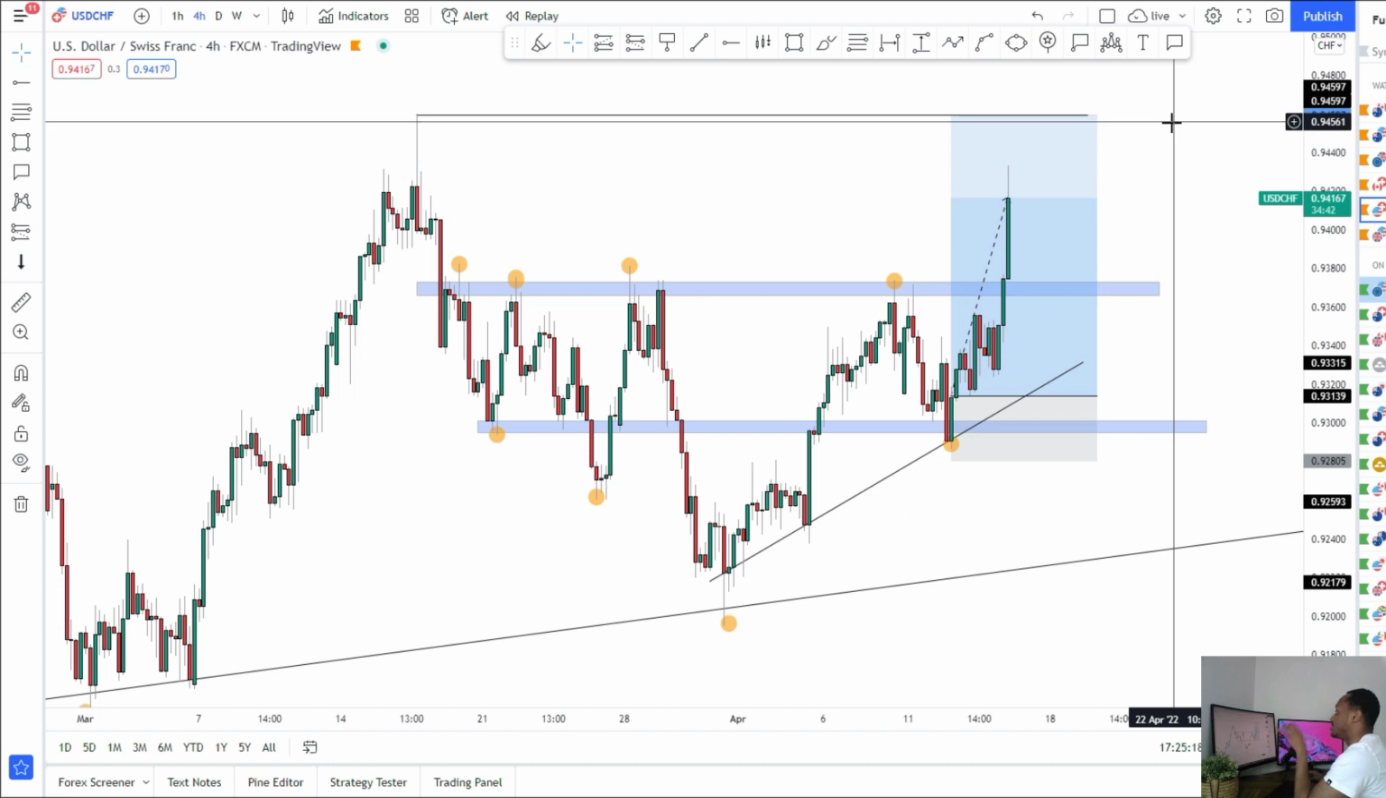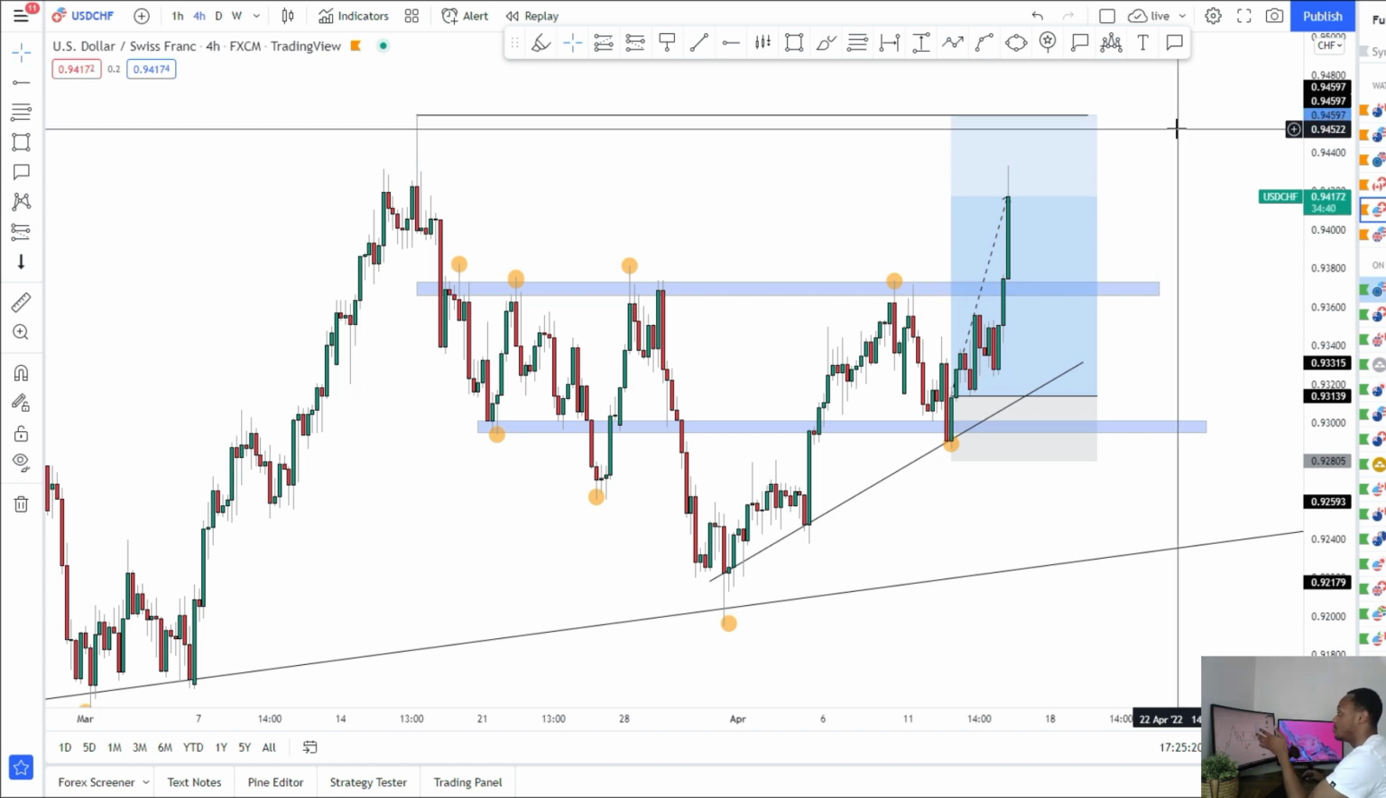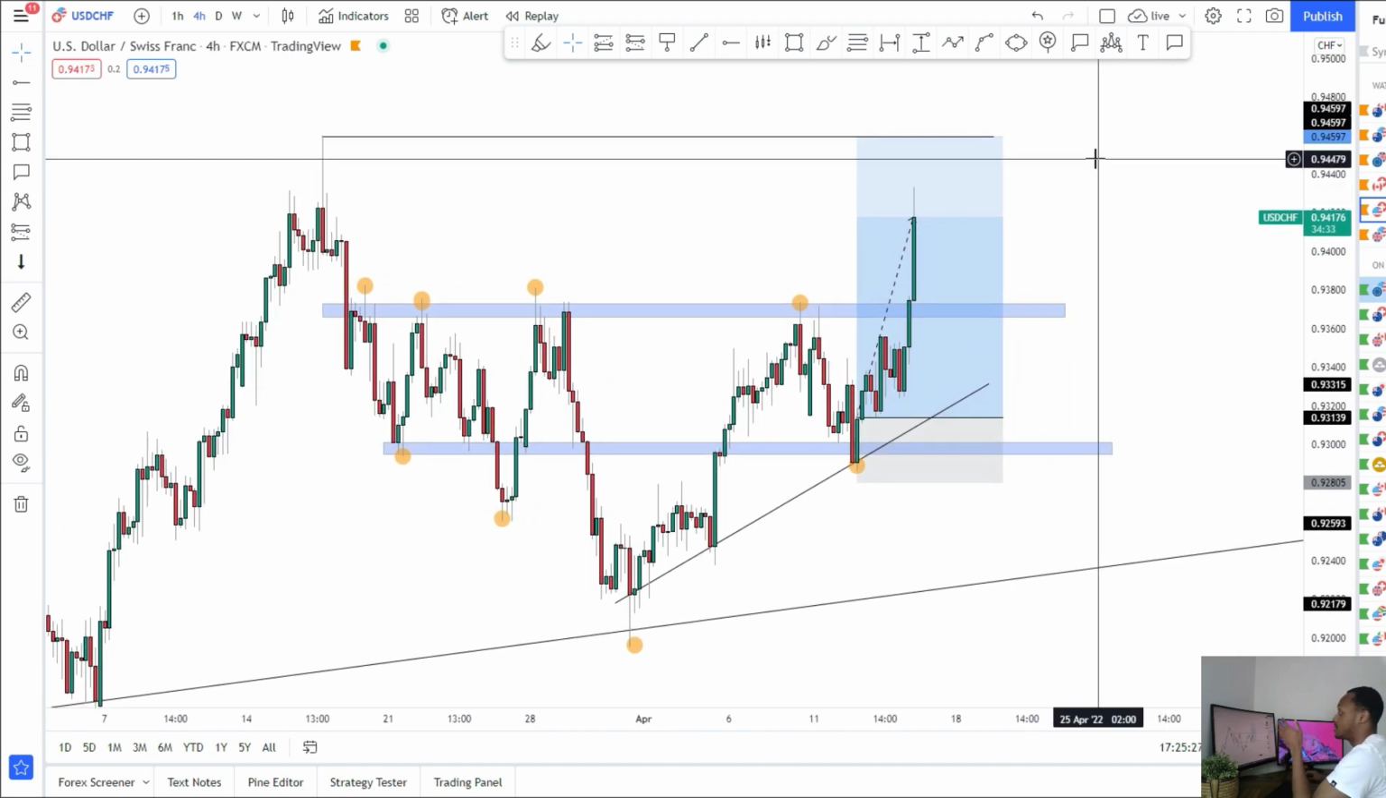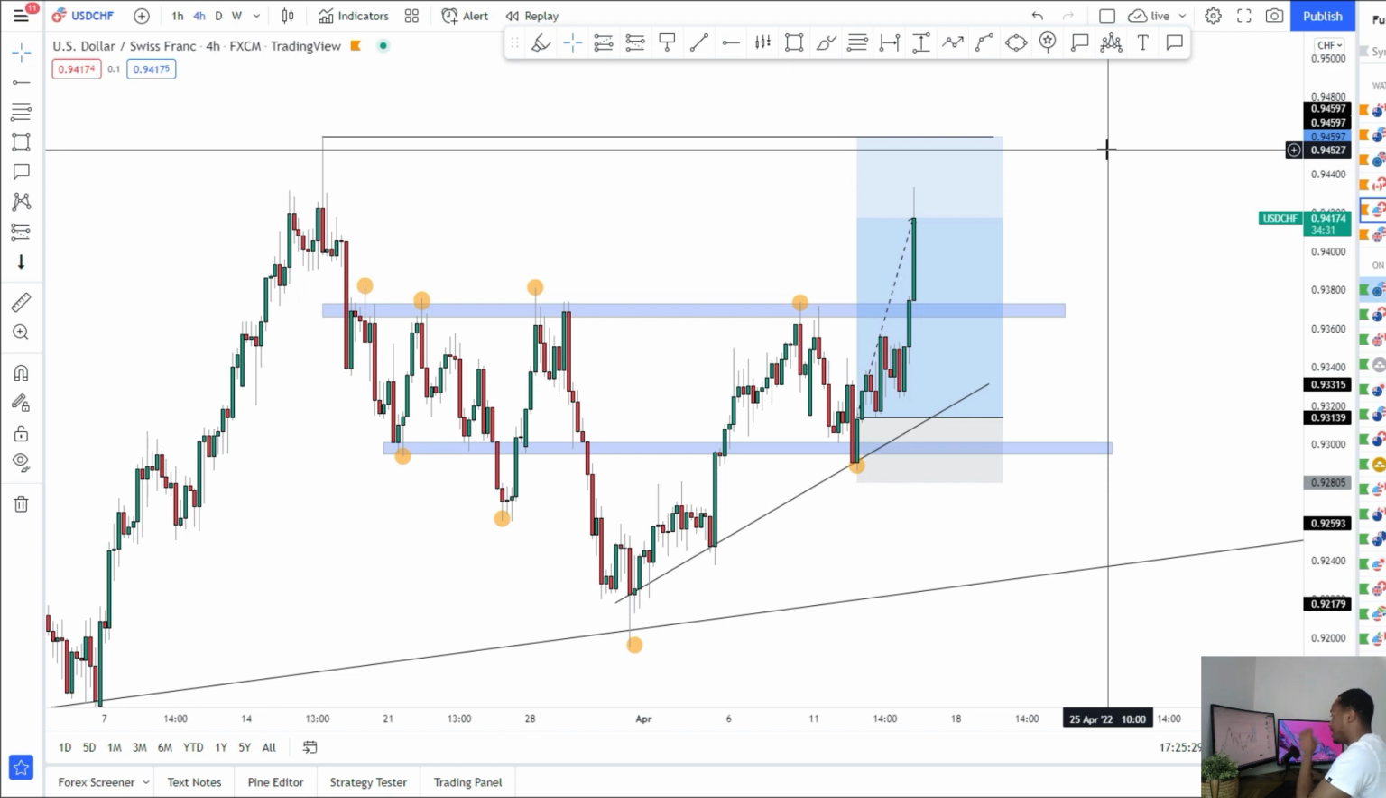And in fact, I'm going to be using this trade as an example to illustrate my point of how to increase your win rate in Forex trading, which is primarily based on multi-time frame analysis.